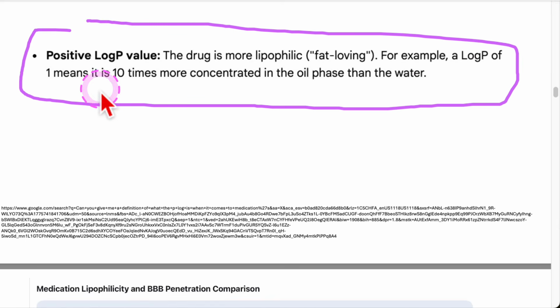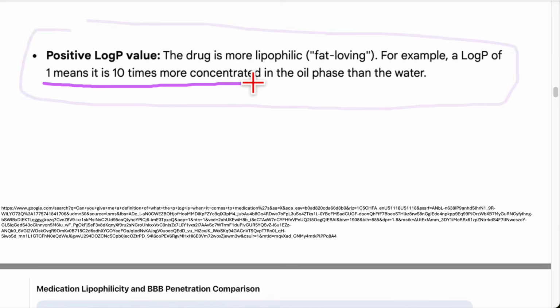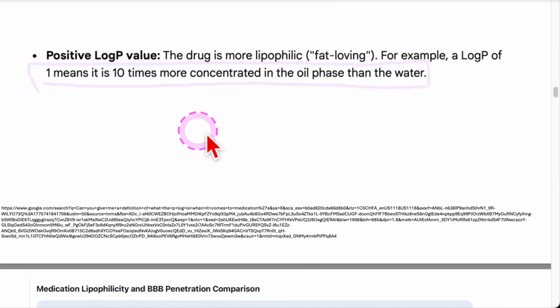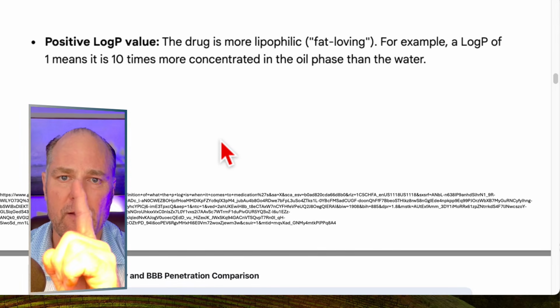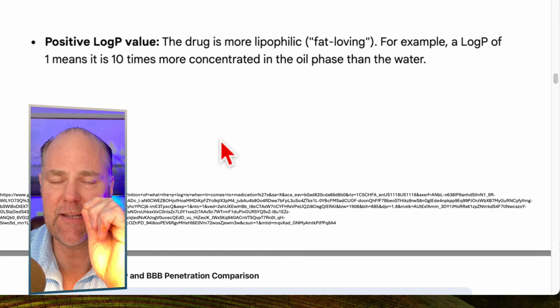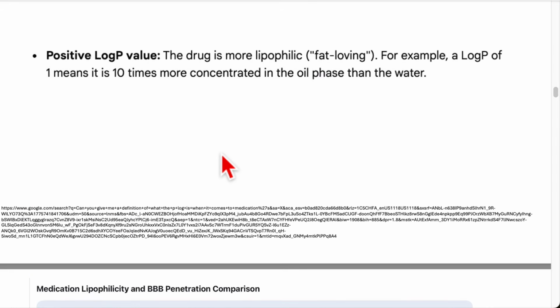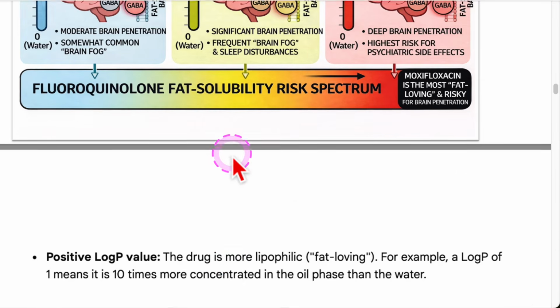For example, a log P value of 1 means that it's 10 times more concentrated in oil than it is in water. So if I have a log P value of 1, it's 10 times more concentrated in the fat than it is in the water. So let's go up to this right here.